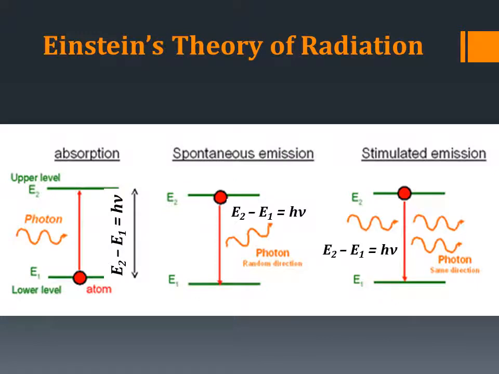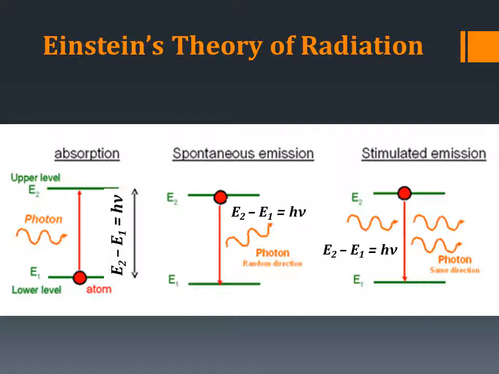Let us now explore Einstein's theory of radiation in a comprehensive manner. We know that when light is absorbed by atoms or molecules, they go from the lower energy level E1 to the higher energy level E2, and during the transition from the higher energy level E2 to the lower energy level E1, light is emitted from the atoms or molecules.